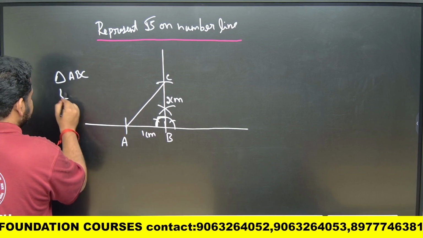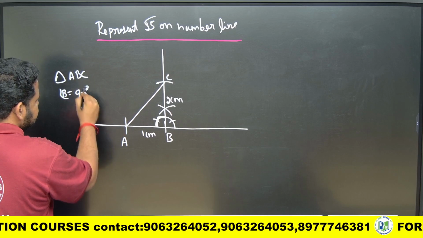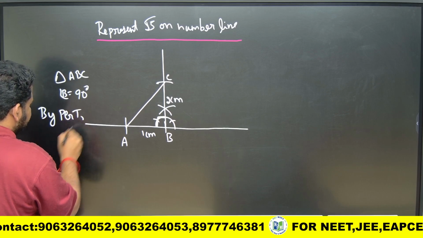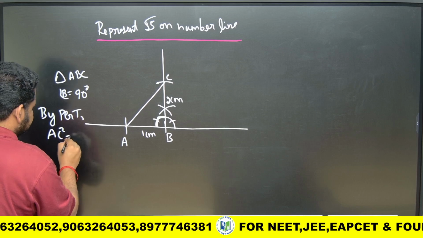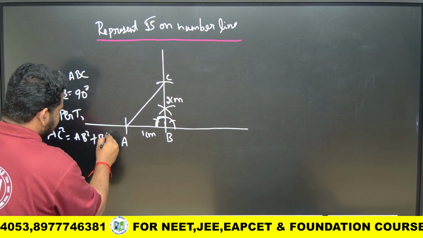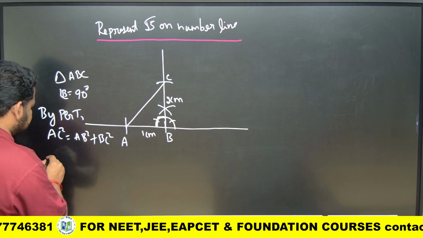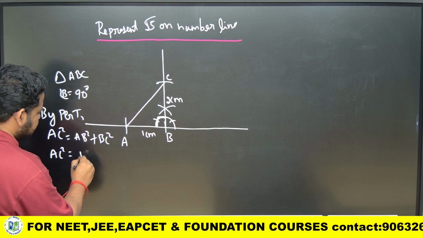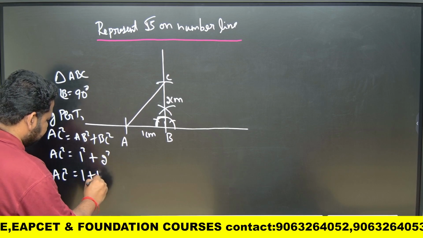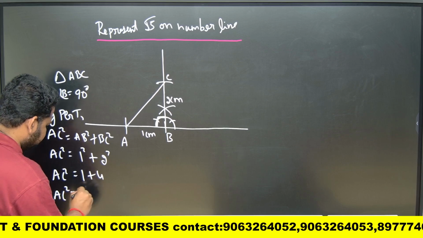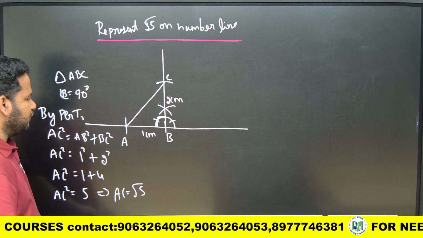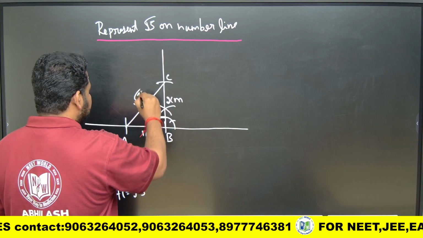In triangle ABC, angle B is equal to 90 degree. The hypotenuse is AC. By Pythagoras theorem, we have AC square is equal to AB square plus BC square. AB square is 1 square, BC square is 2 square. That is AC square is equal to 1 plus 4, so AC square is equal to 5. This implies AC is equal to root 5. Now we got root 5 here.